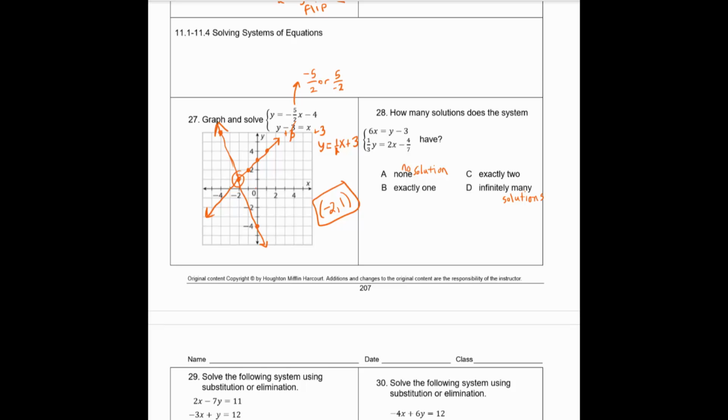Getting exactly one solution would be like what happened here where we got an answer. We don't have a situation that we've encountered that would give us exactly 2. That would imply that something is going through our line more than once. And we haven't talked about how to do that yet. That'll happen later on in our math career.